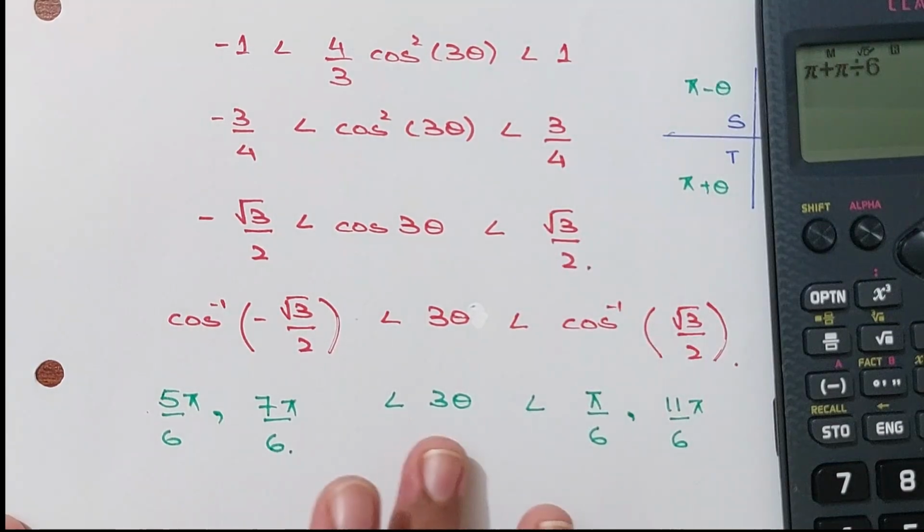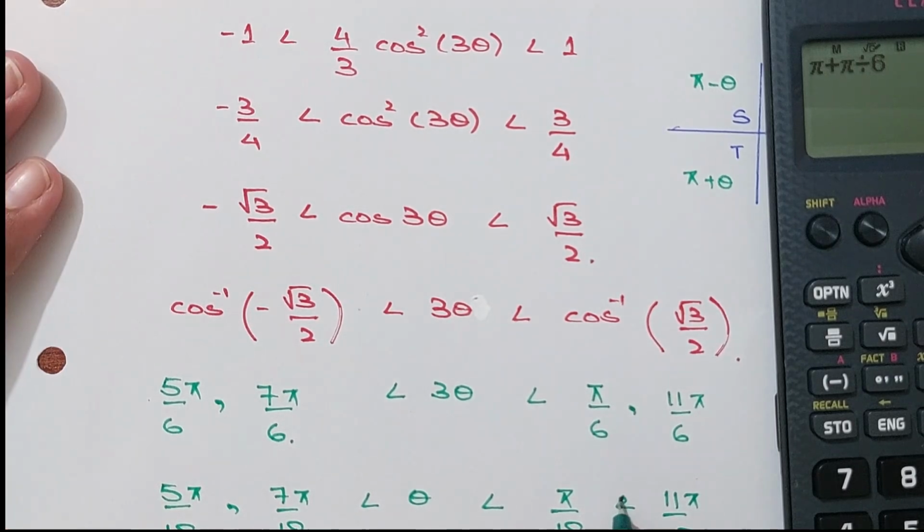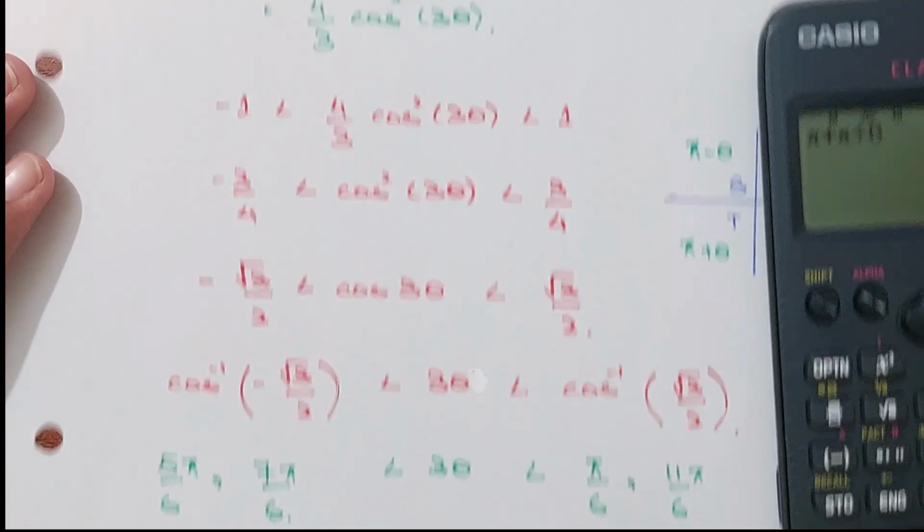Okay, now we divide by 3 throughout the equations. 5 pi over 18, 7 pi over 18 is less than theta is less than pi over 18 is less than 11 pi over 18. Okay, now which values satisfy? Sorry, not less than, it's a comma here.